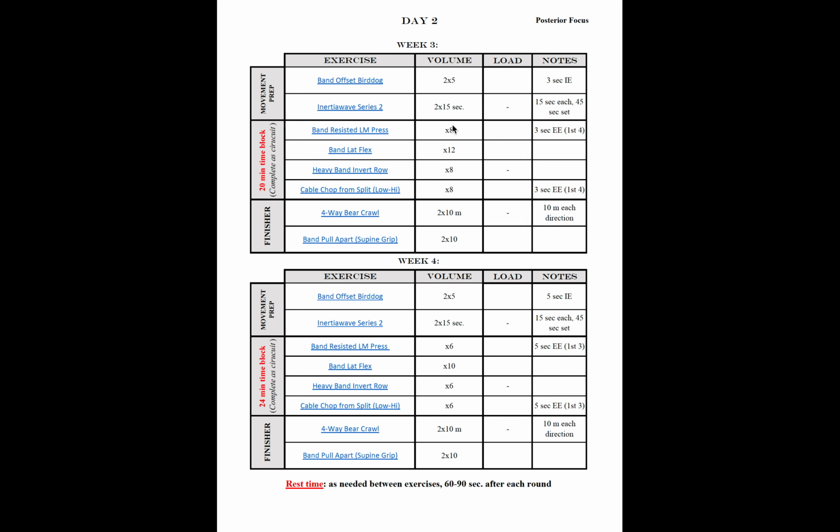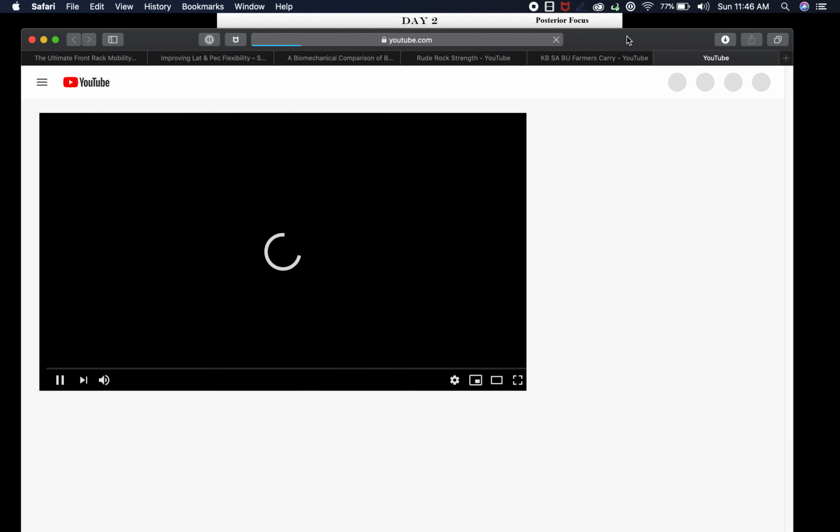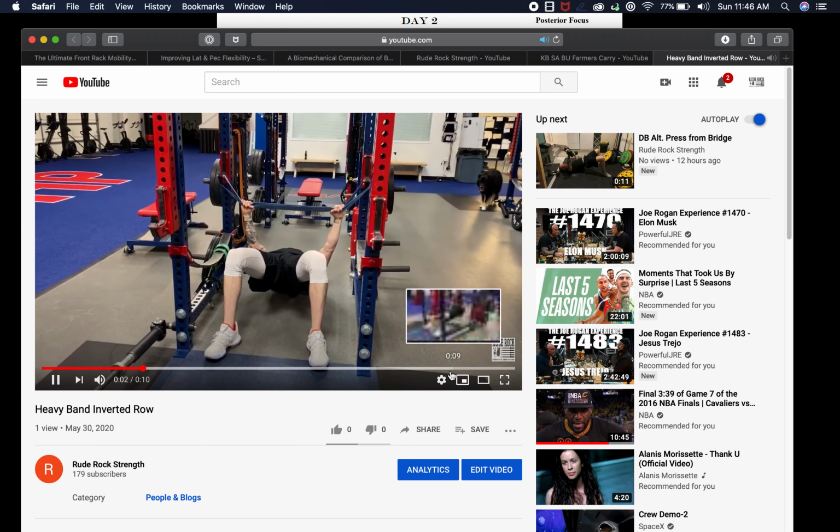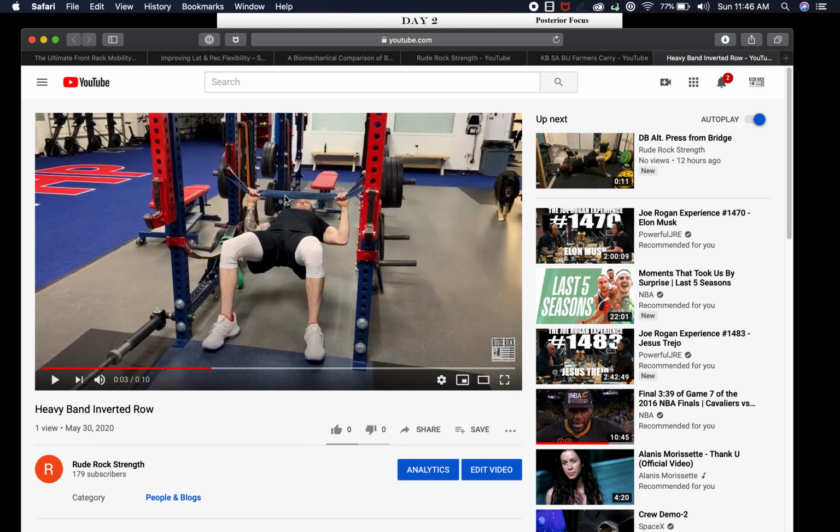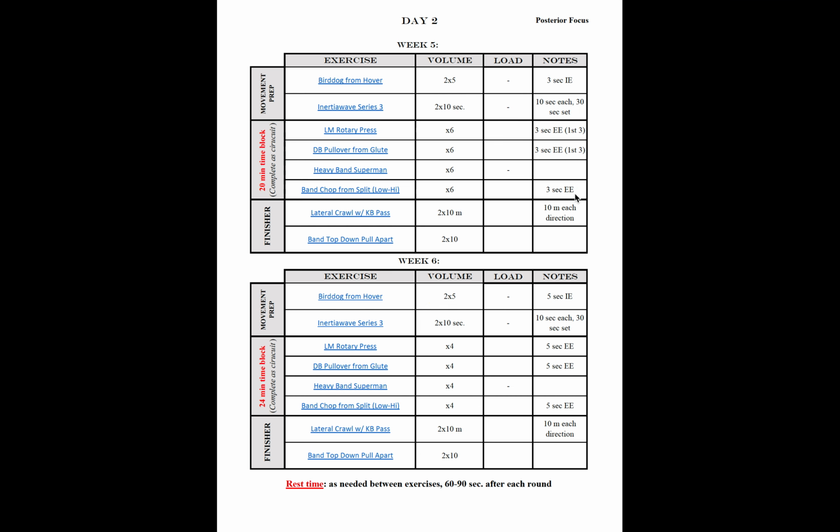If you come across something where you don't have access to it, so we'll say like a heavy band inverted row is a good one. If you don't have access to a heavy band, or if you don't have access to J-hooks even, just use your own intuition to try to navigate through that. Something like that can easily be supplemented for a TRX inverted row or even just using a barbell. You want to just try to be as close to what we have prescribed down here as you can, but it doesn't necessarily need to be exact.